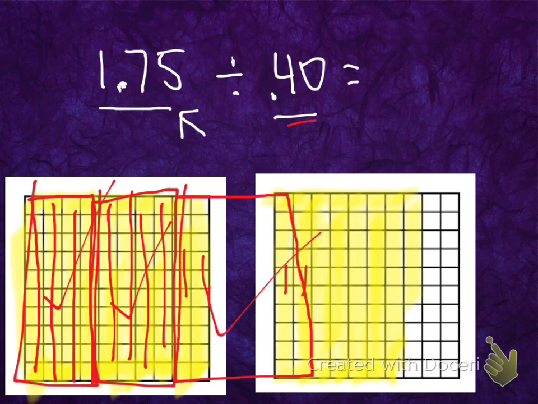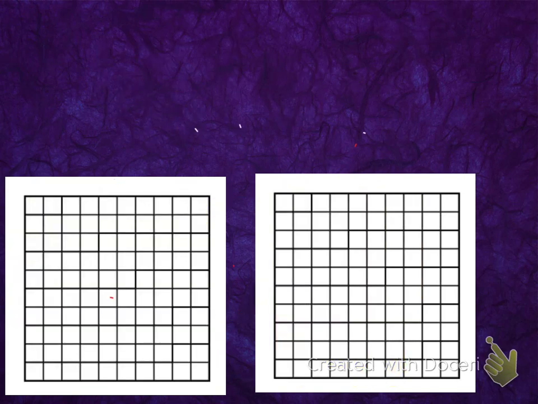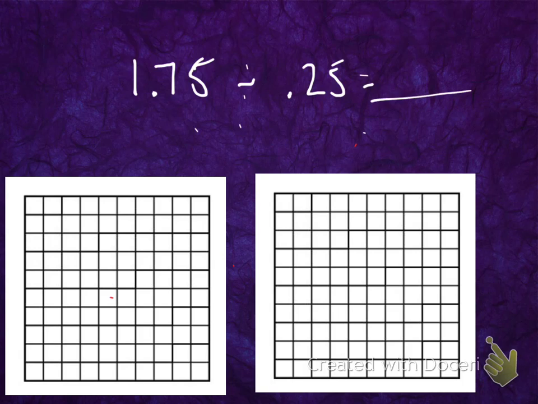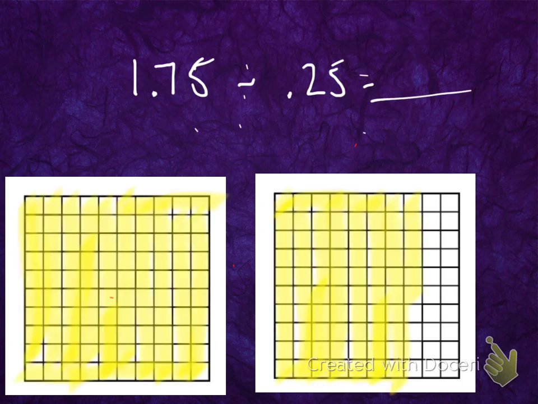So that's my third group. I have 1, 2, 3, 4 groups of 40 hundredths. So that's my fourth group. Excuse me, I'm going to restart that problem. I'm going to say 1 75 hundredths, not divided by 40 hundredths, but divided by 25 hundredths. This one will work out. This one makes more sense for us.